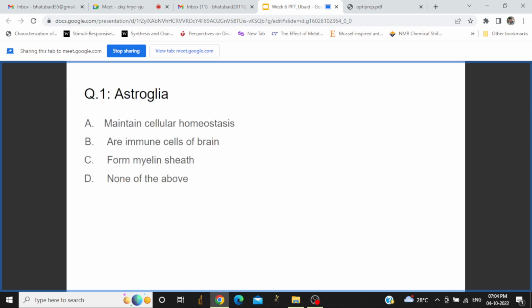First question is astroglia. Astroglia, what does it mean? There are some answers given, like astroglia maintains the cellular homeostasis. They are immune cells of brain. They form myelin sheath. One answer is none of the above. Anyone of you? Yes, Prem has answered correctly. Astroglia maintains the cellular homeostasis in the neurons.